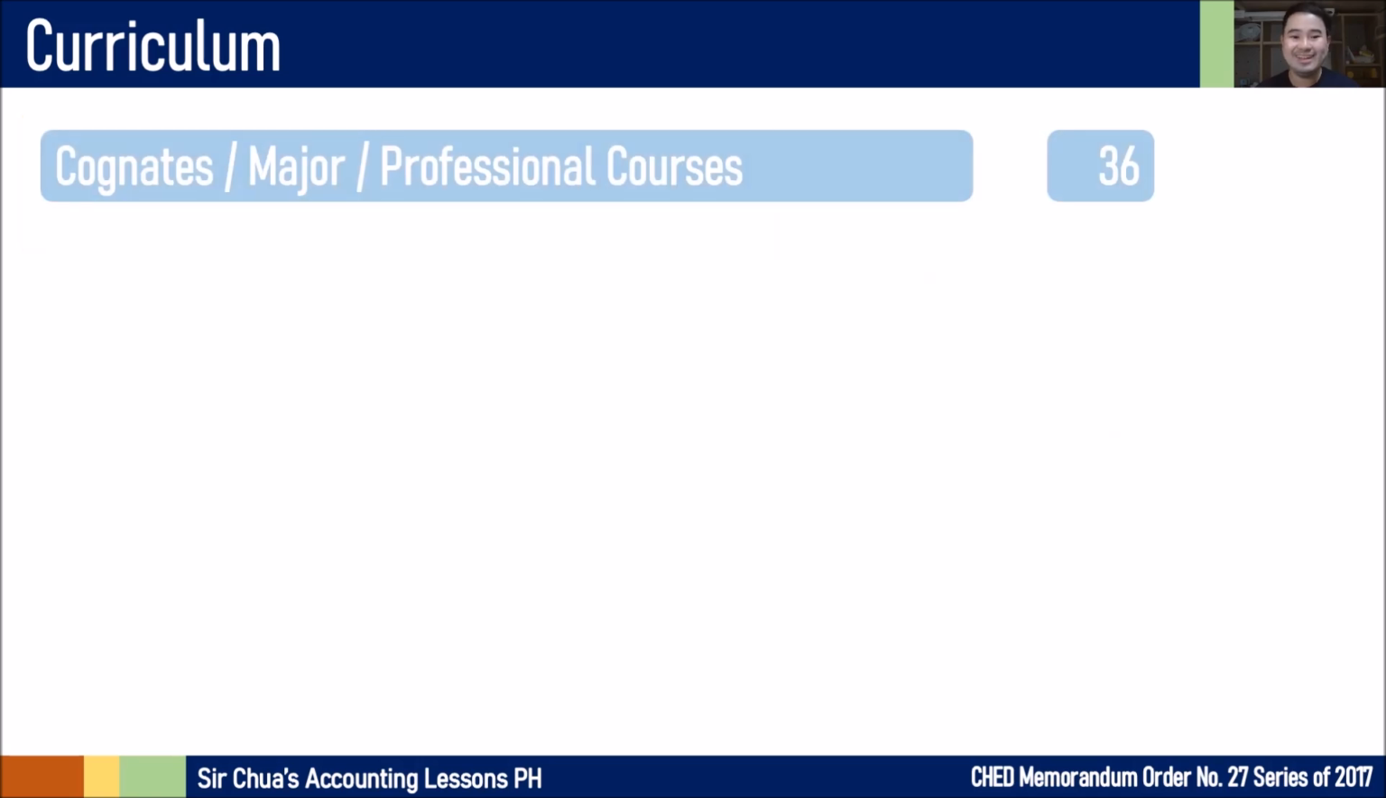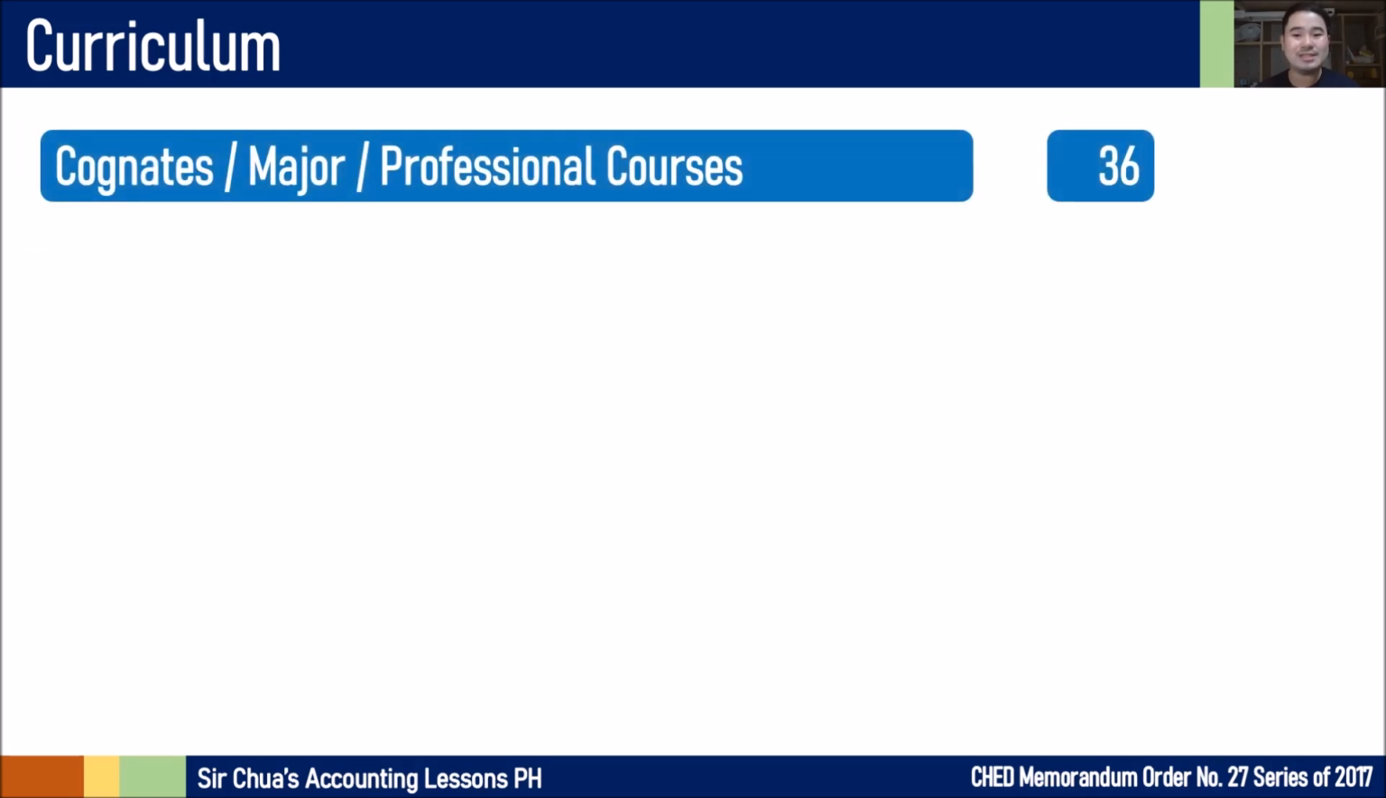Okay. Now, let's talk about the 36 accounting professional courses which will make you uniquely BSA, because some of these courses, actually 2 of them are still part of BSMA, no? But these courses make you BSA, uniquely BSA, to take up the CPA board exam.